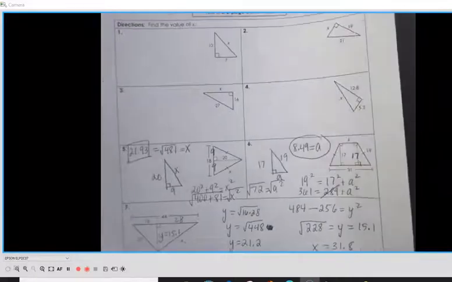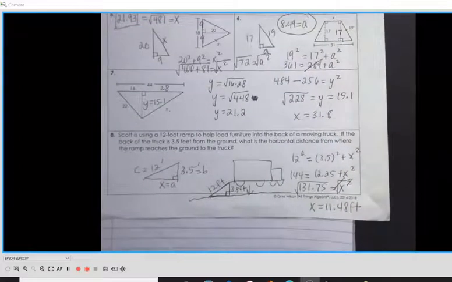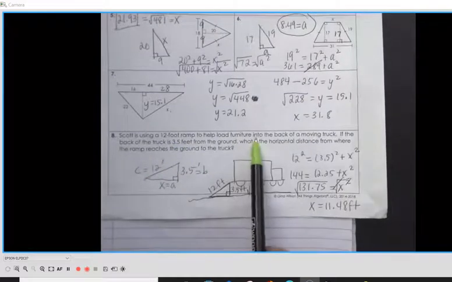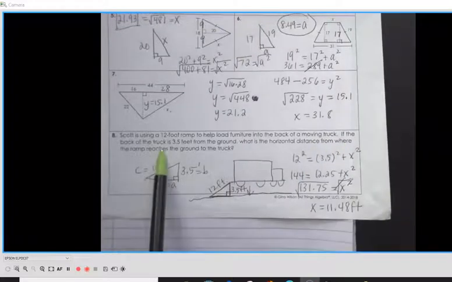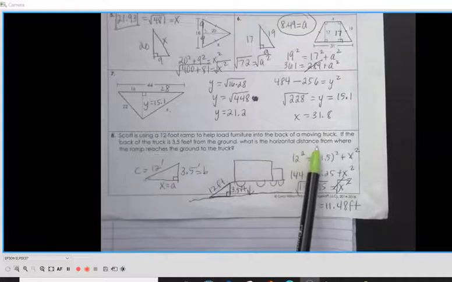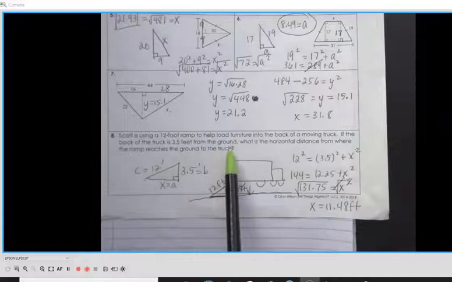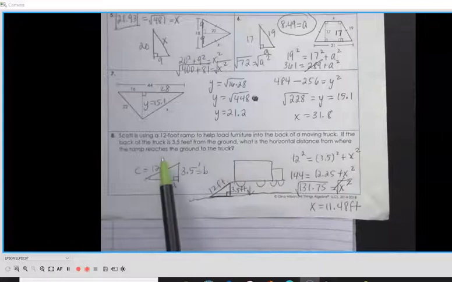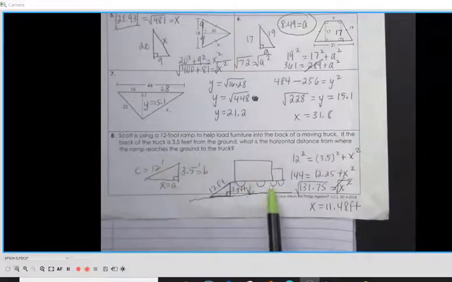All right, let's get to word problems. In here I'm just going to talk you through it because I already drew this one. It says Scott is using a 12-foot ramp to help load furniture into the back of a moving truck. If you've moved before, you've done this. If the back of the truck is 3.5 feet from the ground, what is the horizontal distance from where the ramp reaches the ground to the truck? Again, what is the horizontal distance, this way, from where the ramp reaches the ground to the truck? So I recreated this.